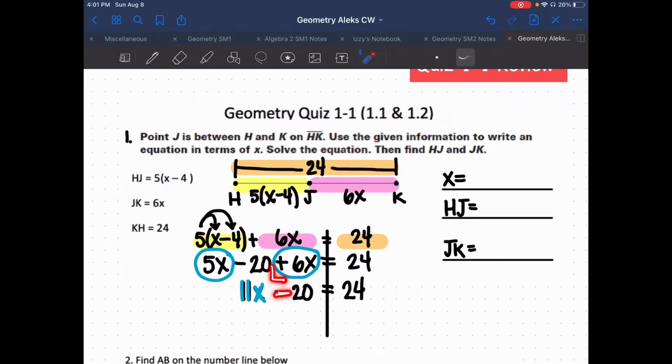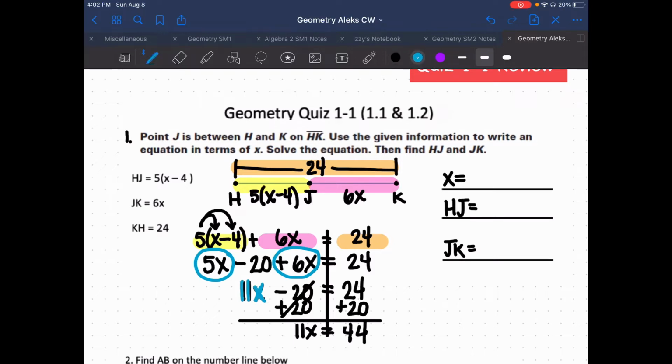Well, I see subtract, so let's go ahead and do the opposite. It's inverse, and add 20 to the other side. Because what I do to one side, I must do to the other. Bring down my 11x. 24 plus 20 would be 44.